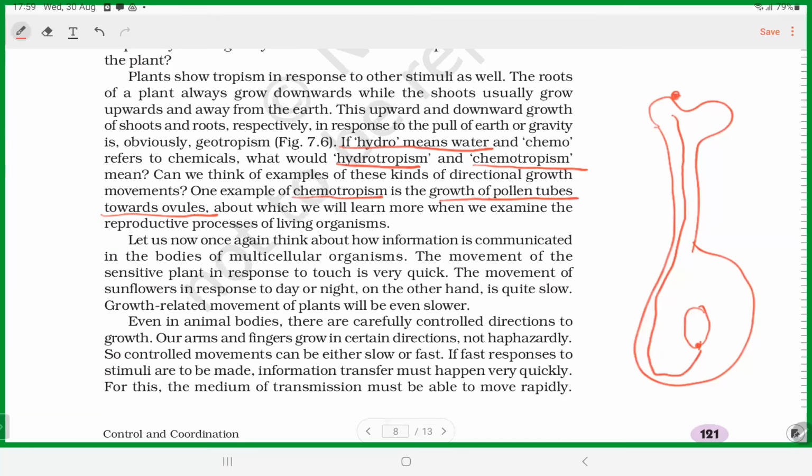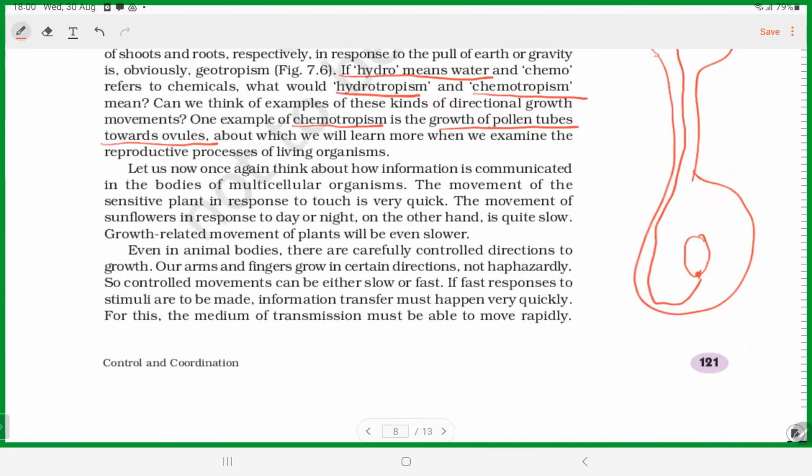When you dissect, you are able to see it. It is enclosed, a closed, hollow structure. The stigma is hollow, and there the pollen tube will develop. So you can dissect the part and observe it. Movement of pollen tube towards the ovule is an example for what? Chemotropism, chemical influenced movement.